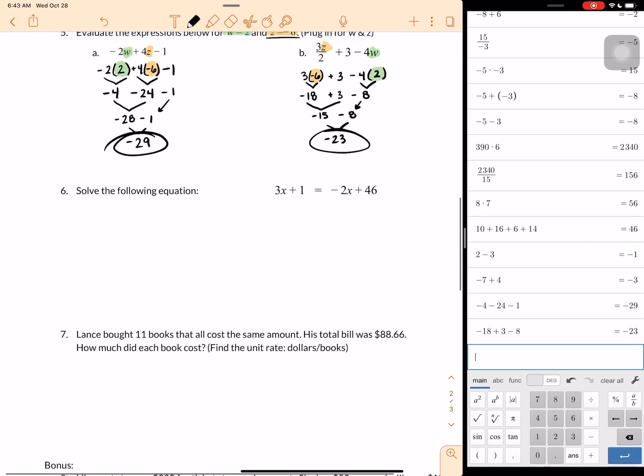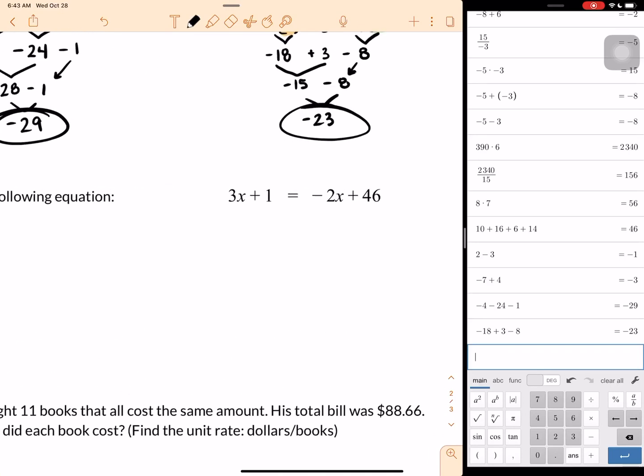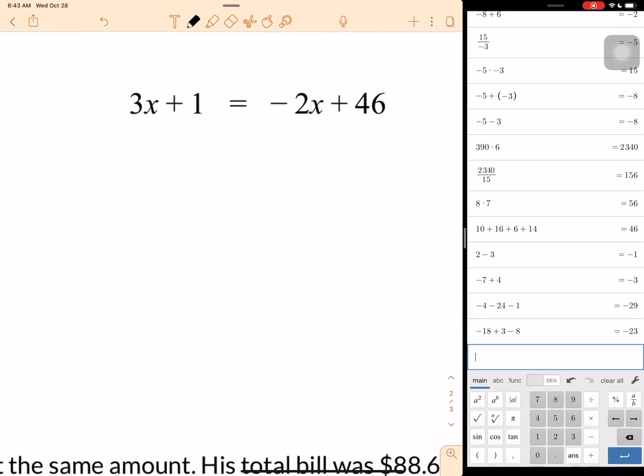All right, number 6 says to solve the following equation. Okay, so looking at this equation, the first thing we want to do when solving an equation is to draw a line down the equal sign, like so. We want to move all of the x terms over to one side. So it's totally up to you. Just once you decide what side to move it on, make sure you do that. I want to move my x's over to the left.